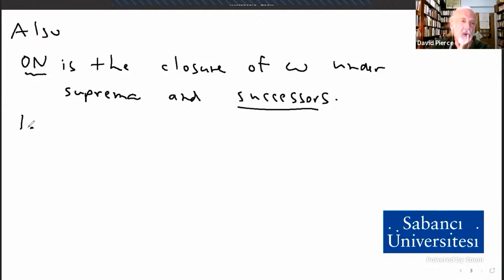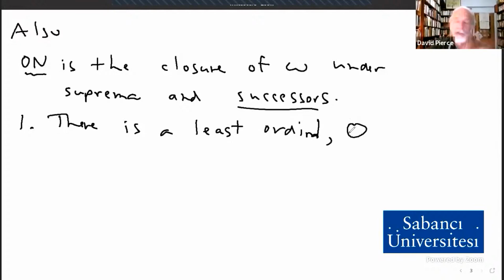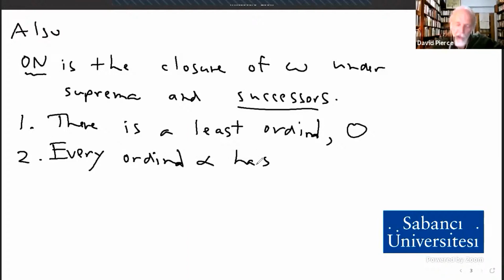Let's be more precise. There's a least ordinal number, 0, which is the least natural number. For every ordinal alpha, as with the counting numbers, the natural numbers, there's always a next one. So every ordinal alpha has a successor, called alpha prime.